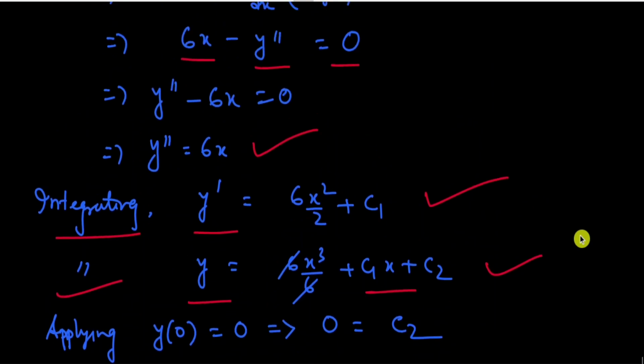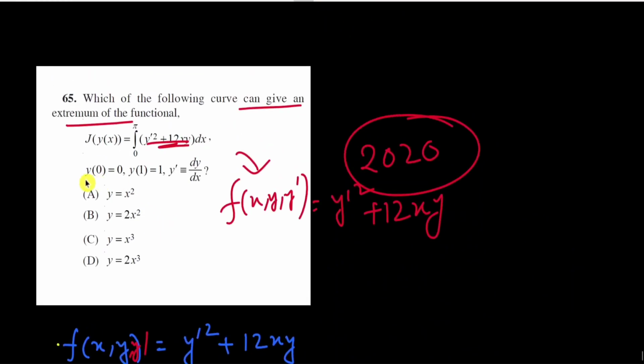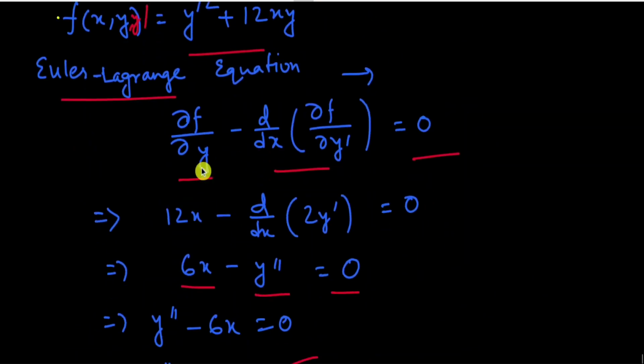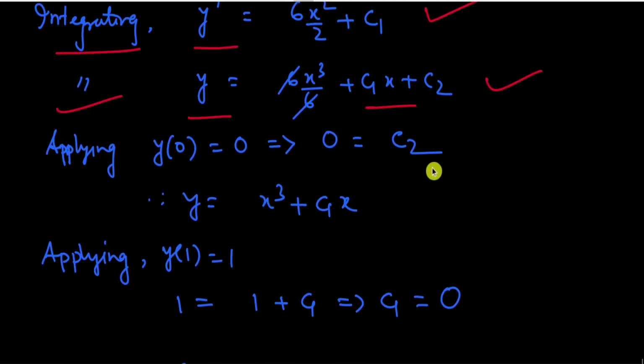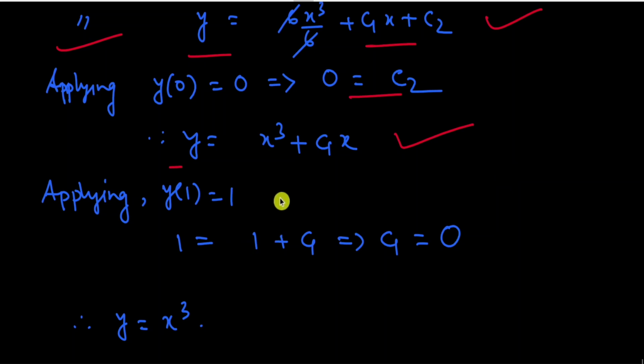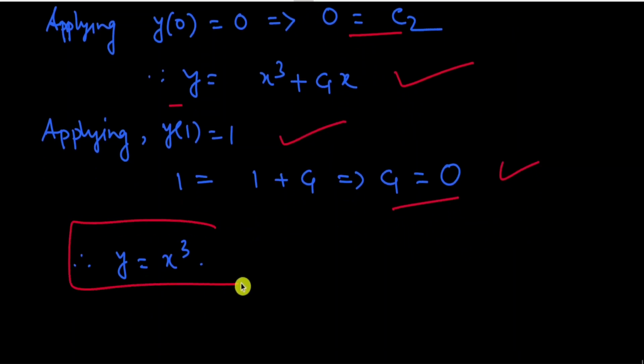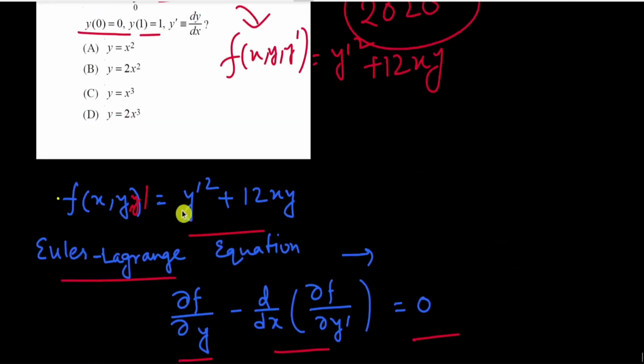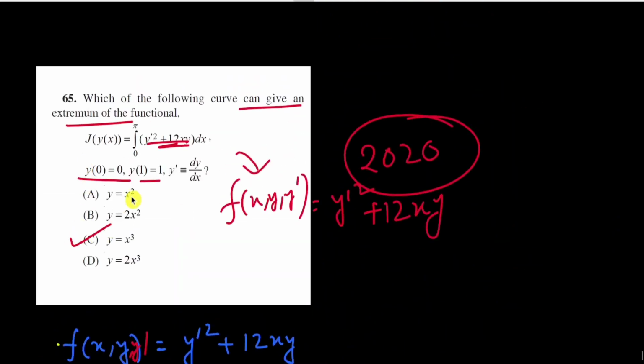Now apply the conditions given here, y(0) equal to 0 and y(1) equal to 1. We have y(0) equal to 0, then c2 equal to 0. Therefore y equal to x cube plus c1 x. Apply y(1) equal to 1, we get c1 equal to 0. Therefore y equal to x cube is our required extremal. Here option C is correct.